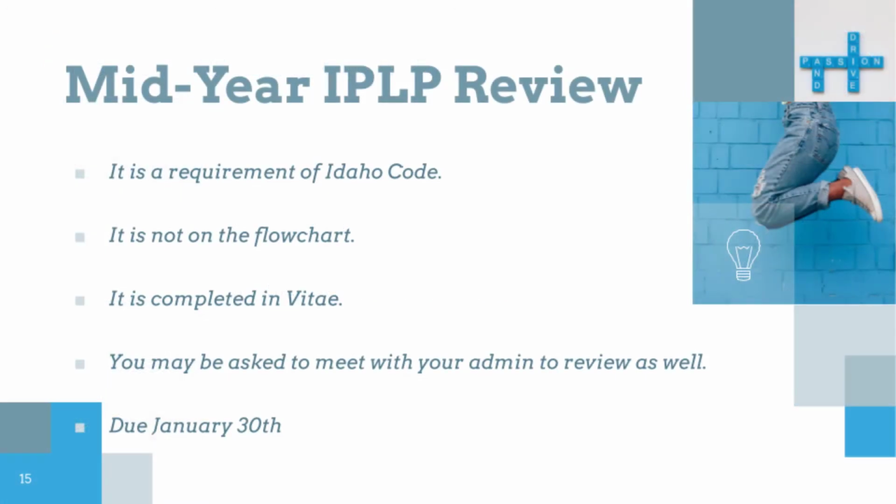Another requirement of Idaho Code is the completion of a mid-year IPLP review. These are due on January 30th. This is a good opportunity to evaluate your progress and make any changes if necessary. Your administrator may review your progress on your goal at this time.